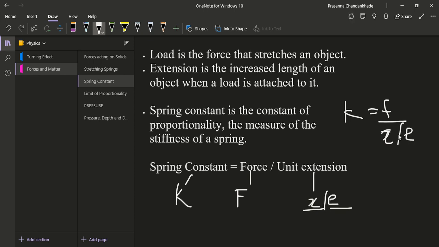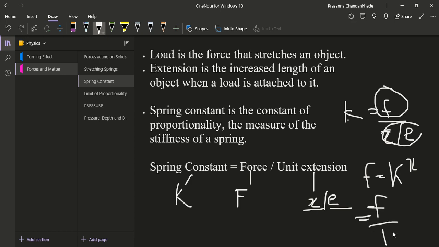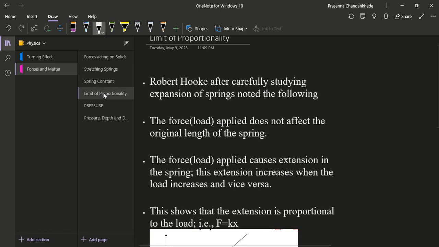So you can use change of subject. When they ask you to calculate the force, it will be k times x. To calculate the extension, that will be F over k. So this is how you can use change of subject to calculate force, extension, and spring constant.